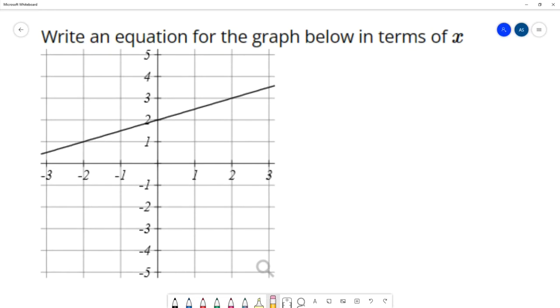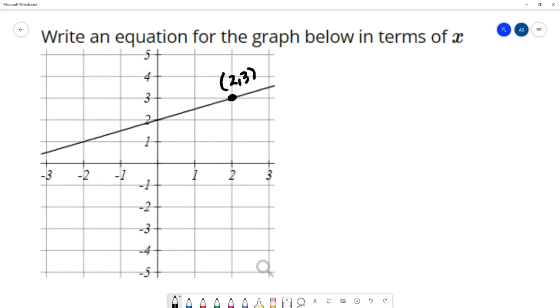So I'll take you through two different ways to do it. One way is to identify 2 points on the line. What I want is a point that's very clear, where we can see that we have a y coordinate of 3 and an x coordinate of 2. So let's label that. That's the point 2, 3.